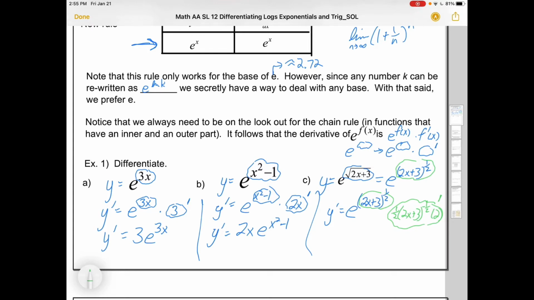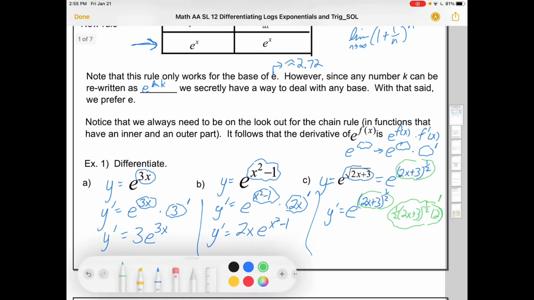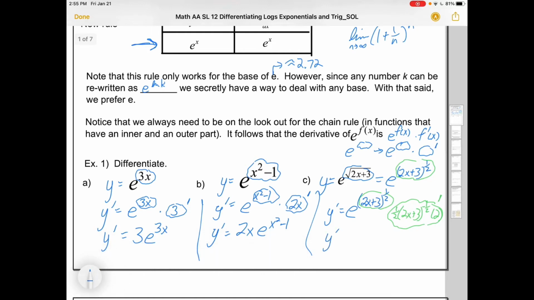Okay, so we have to keep on sort of working our way inside. And if we simplify that, I guess we could write it as (2x plus 3) to the negative a half. You can see that half and the 2 divide out, all times e to the (2x plus 3) all to the half. Or if you wanted to get fancy, which is optional here, y prime would be e to the root 2x plus 3, all over root 2x plus 3. That's very nice like that.